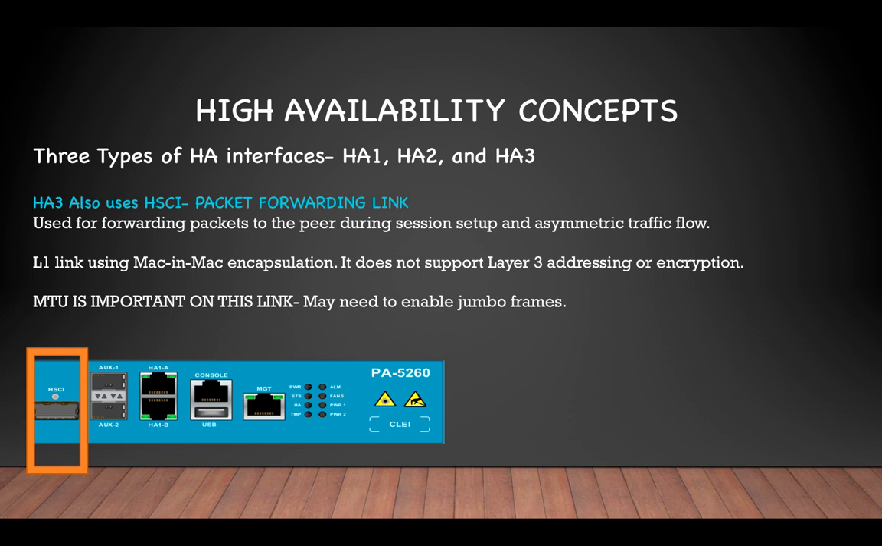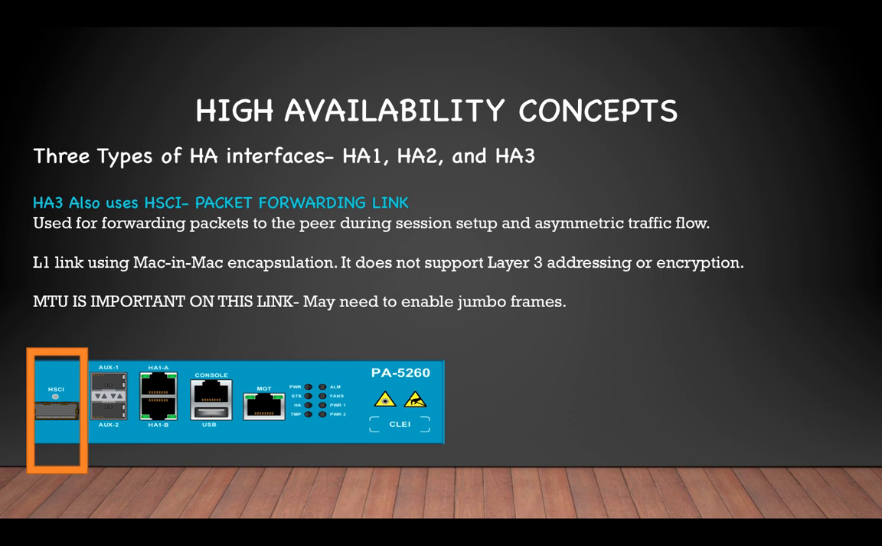For example, traffic goes from a user out to the internet through Firewall A. The return traffic comes in through Firewall B. Firewall B will use the HA3 link to send the return traffic to Firewall A so that Firewall A has a complete session. The HA3 link is a layer 1 interface.